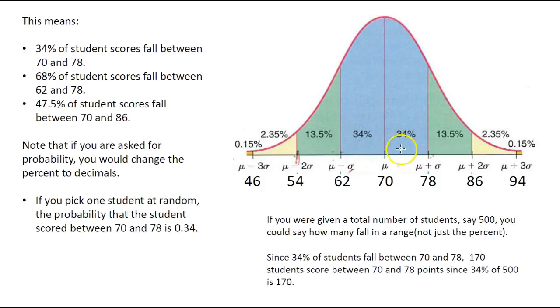And you can change these percents to probability. Just move your decimal. So instead of saying 34% of students, we could say there's a probability of 0.34 of landing between these two. You can also answer quantity questions if you know how many items you start with. Down here's an example. If you had 500 students and you knew that 34% of them fell in here, you could calculate that 34% of 500 is 170. So 170 students score between 70 and 78 points.